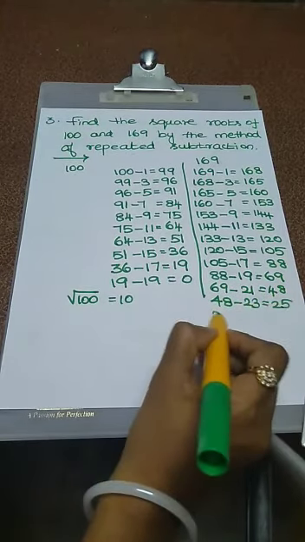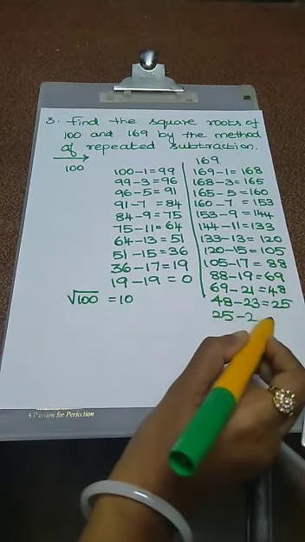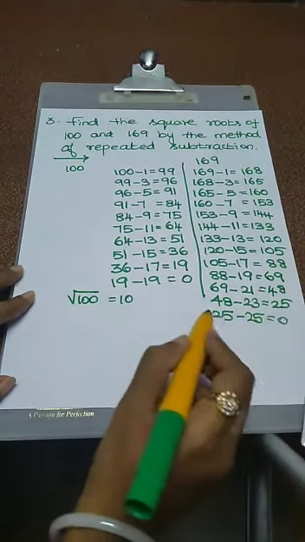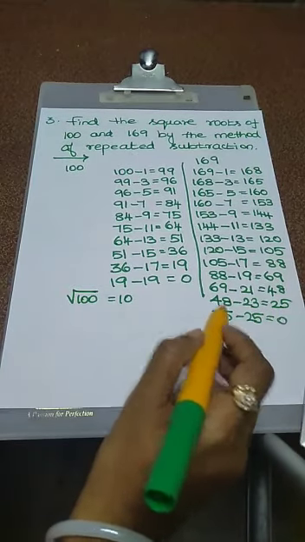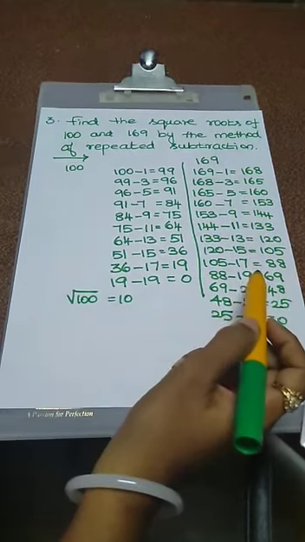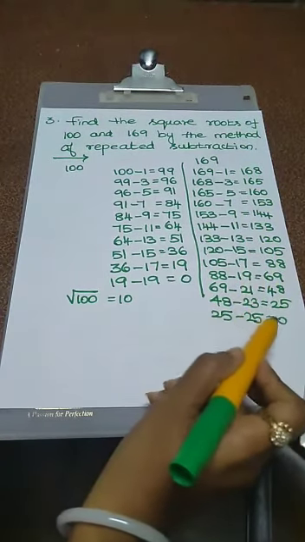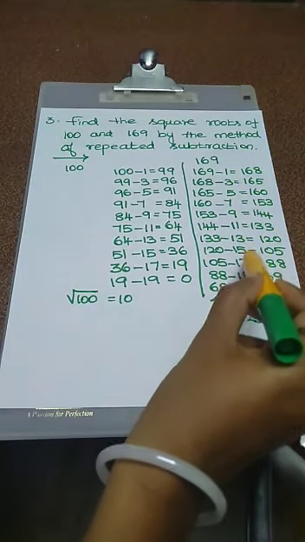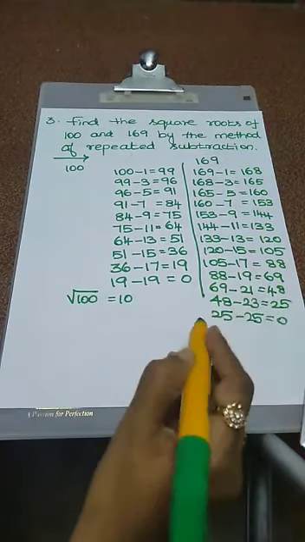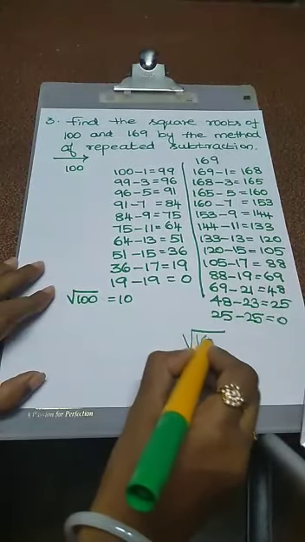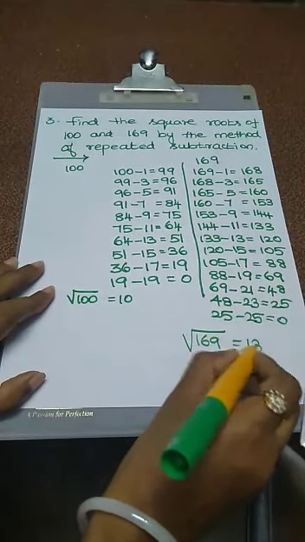Next, select the number 25. The next odd number is also 25. So, 25 minus 25, the answer is 0. Actually, from 169, we subtracted successive odd numbers starting from 1 and obtained 0 at which step? 1, 2, 3, 4, 5, 6, 7, 8, 9, 10, 11, 12, 13. At the 13th step, we get the answer 0. So, the square root of 169 is 13. That's all.